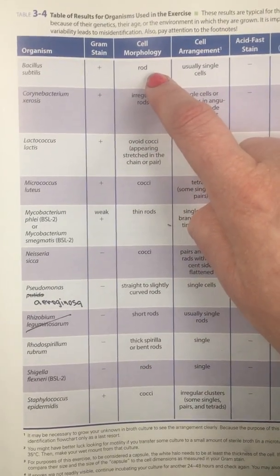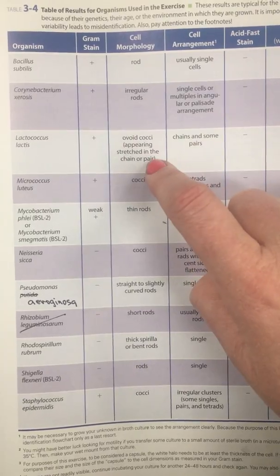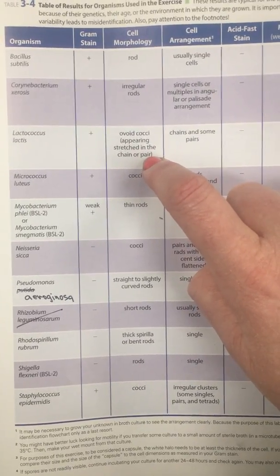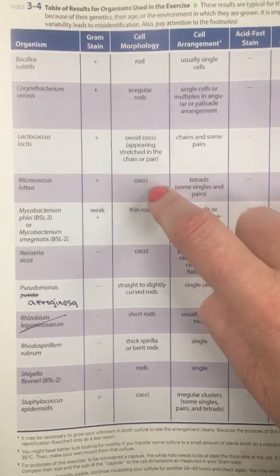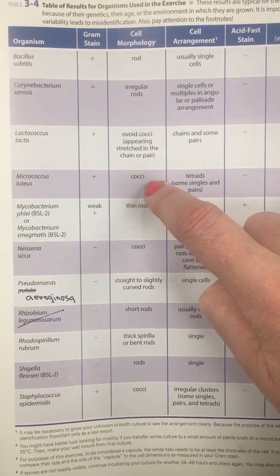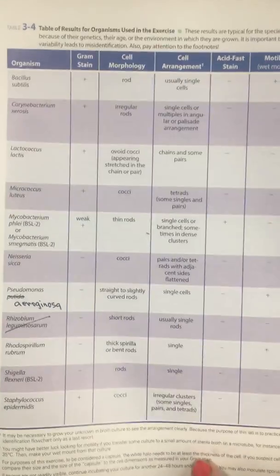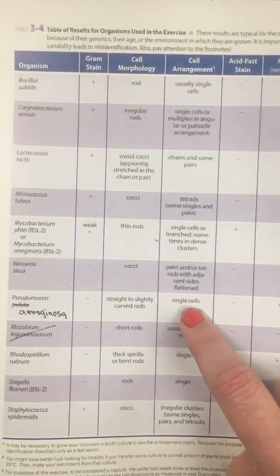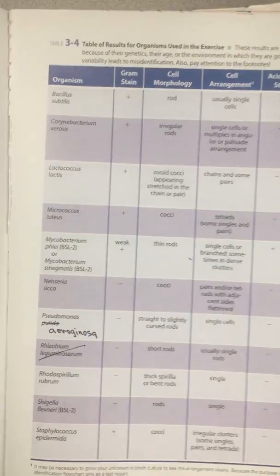Is it a rod? Is it an irregular rod? Is it an ovoid cocci that may be difficult to tell whether it's a rod or a circle? It is a cocci circle. What is the cell arrangement? Are they found in only single cells, tetrads, chains, pairs, or irregular clusters?